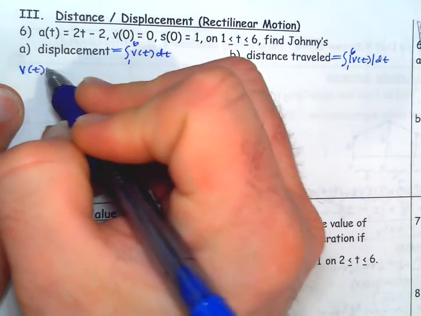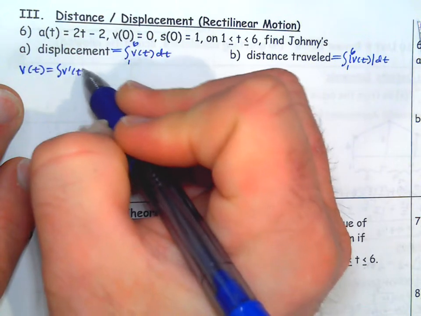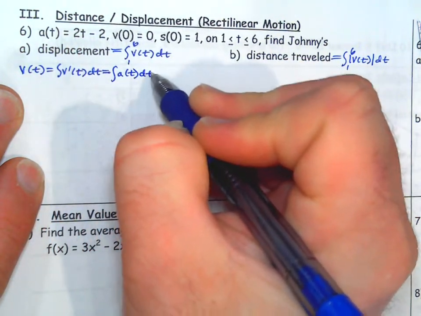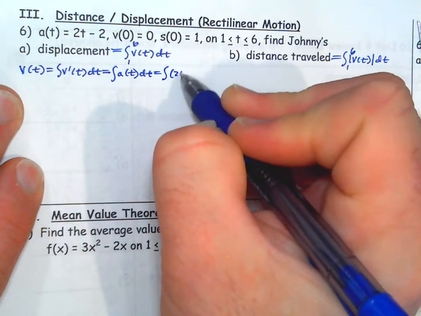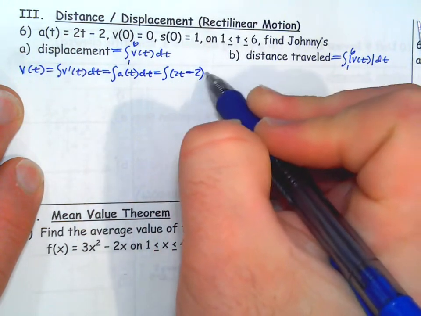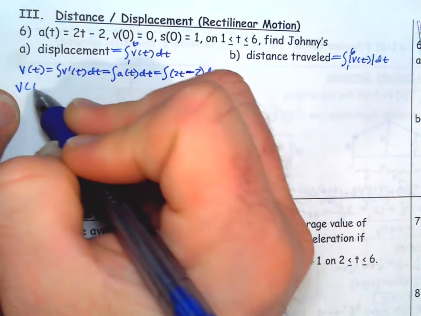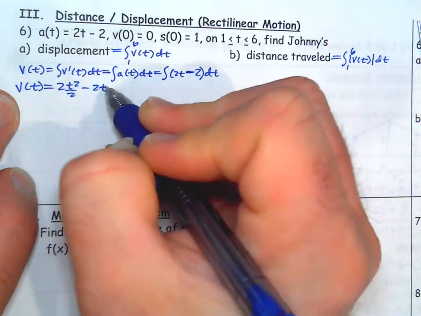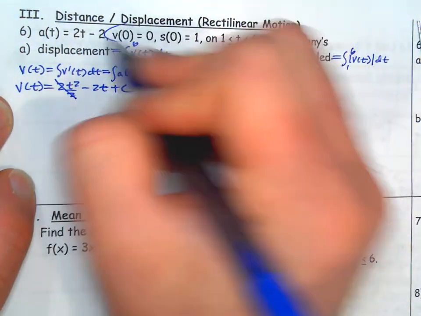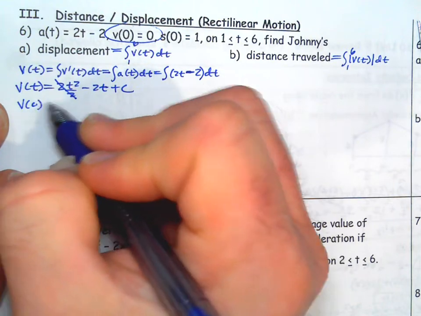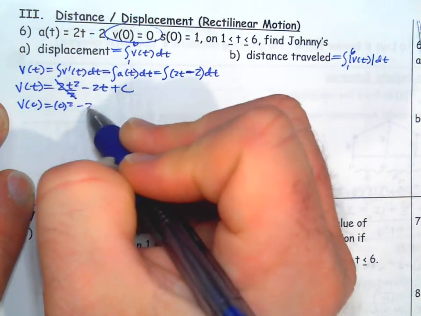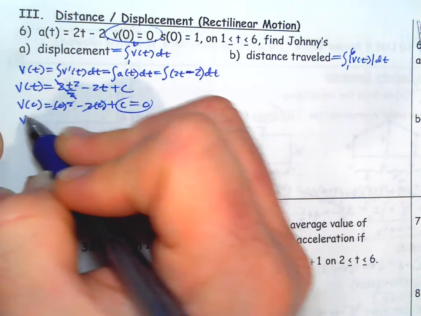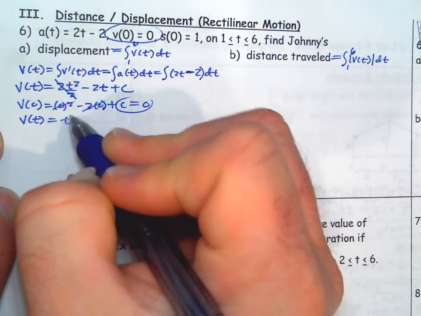Velocity equals the integral of v prime equals the integral of a equals the integral of 2t minus 2 dt. So velocity is going to equal 2t squared over 2 minus 2t plus c. We got to find plus c, use initial condition, plug 0 in. And it equals 0. So our velocity equation is officially t squared minus 2t.